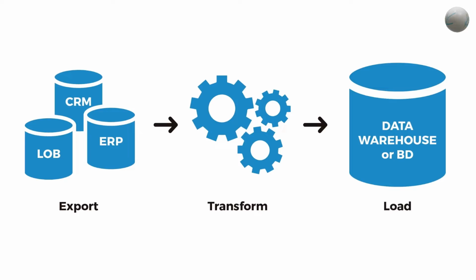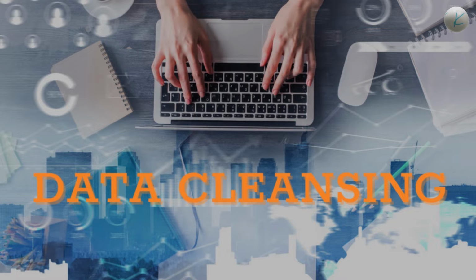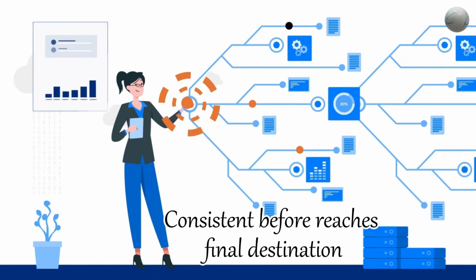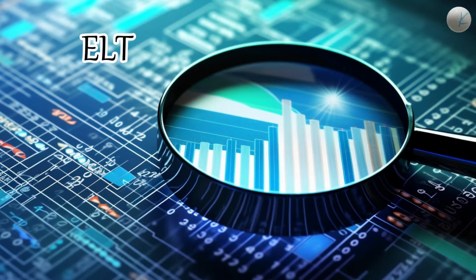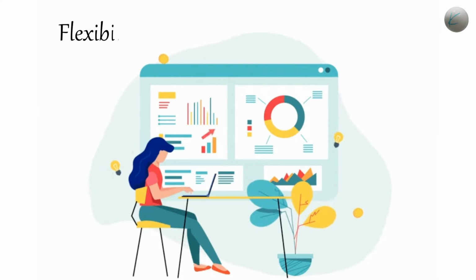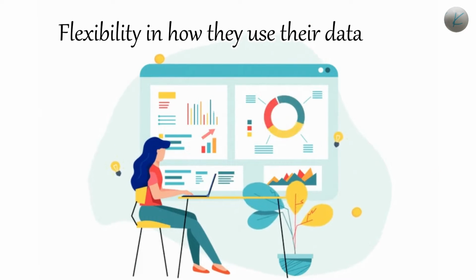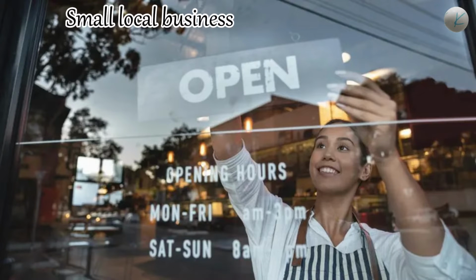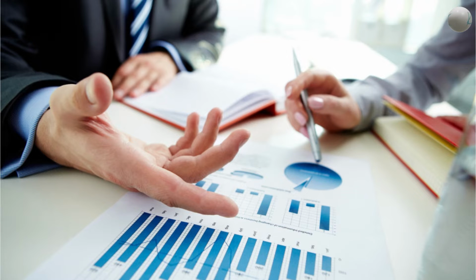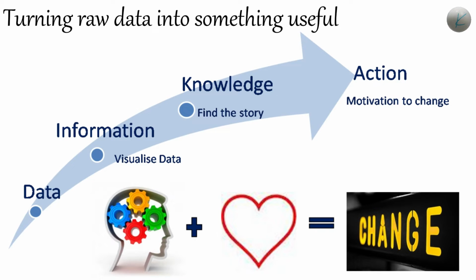In ETL, companies do the mixing or transforming before they serve it, ensuring that the data is clean and consistent before it reaches its final destination. ELT, on the other hand, lets companies load the data first and then decide how to mix or transform it later, giving them flexibility in how they use their data. Whether a company is running a small local business or managing data for hundreds of stores across the country, these processes are essential for turning raw data into something useful.